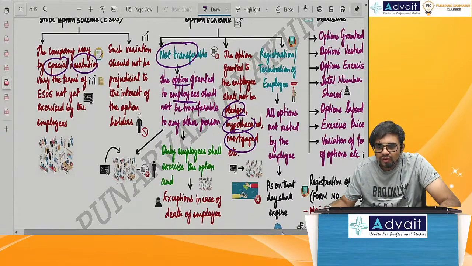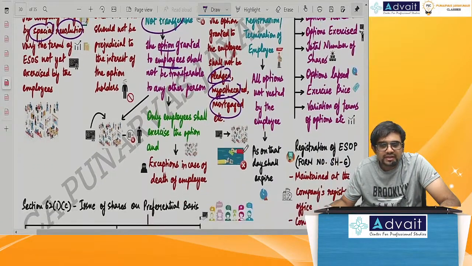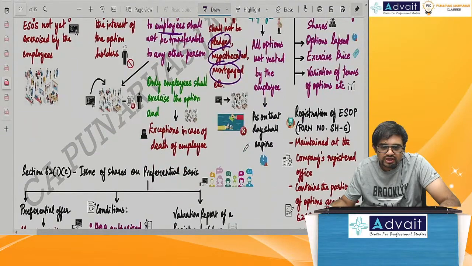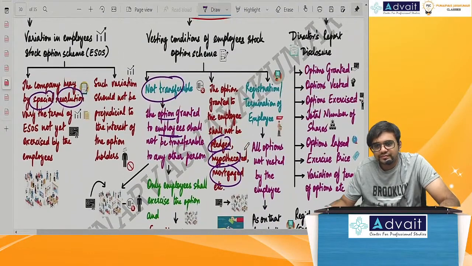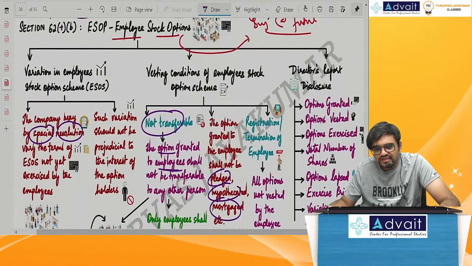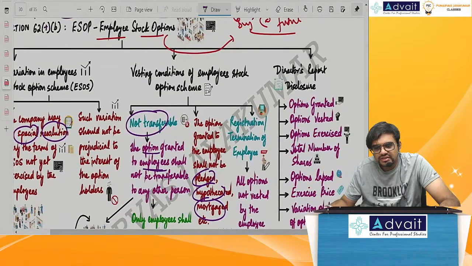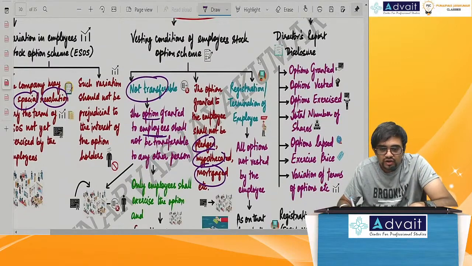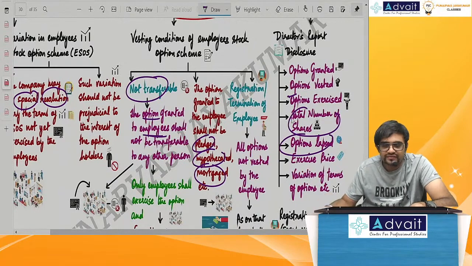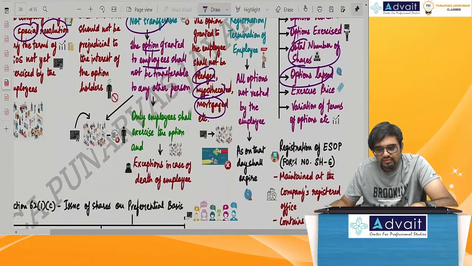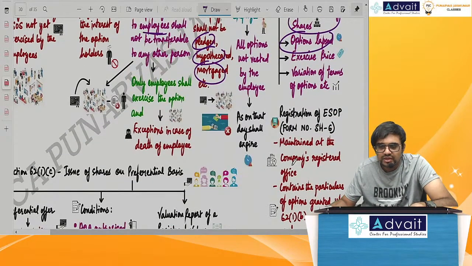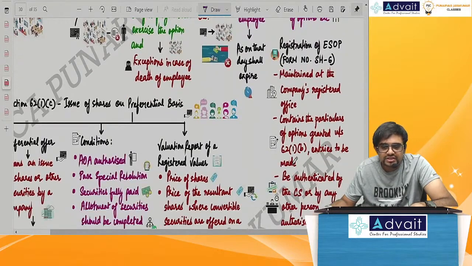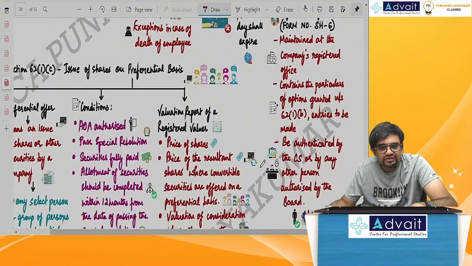Resignation or termination of the employee, all options not vested by the employee as on that date shall definitely expire. As far as the director's report disclosure is concerned, options that are granted, options that are vested, everything you should give. Options exercised, total number of shares, options lapsed, exercise price, everything I should give to the company. The register of ESOP also should be maintained at the company's registered office, containing the particulars, everything, all that should be done.